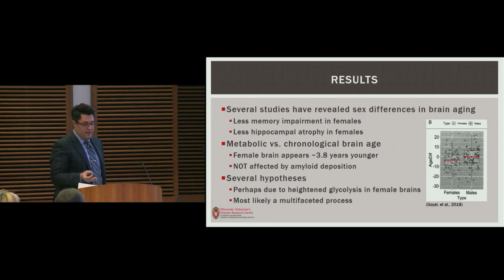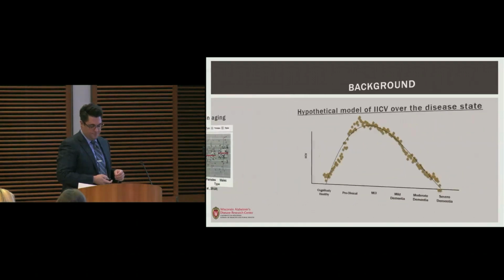Well, several studies have revealed that sex differences exist in brain aging. We see less memory impairment in females, less hippocampal atrophy in females, and if we consider metabolic brain age as opposed to chronological brain age, the female brain appears to be about 4 years younger than the male brain. An interesting finding by Goyle and colleagues is that this was not affected by amyloid deposition. There are several hypotheses as to why this might be occurring. One is that it might be due to heightened glycolysis in female brains. However, they suggest that it's likely a multifaceted biopsychosocial process.